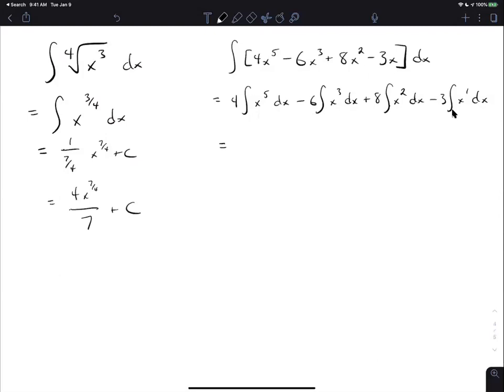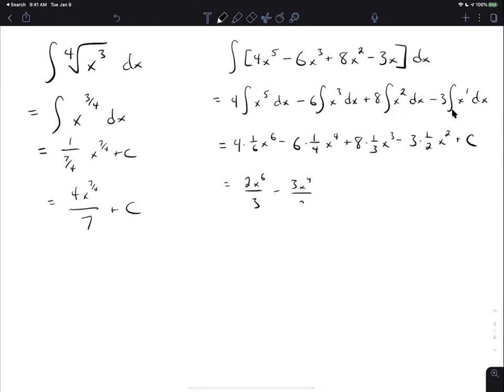And so now the integral of x to the 5 is 1/6 x to the 6th. The integral of x to the 3rd is 1/4 x to the 4th. The integral of x squared is 1/3 x to the 3rd. The integral of x to the 1st is 1/2 x squared plus c. That simplifies to this.